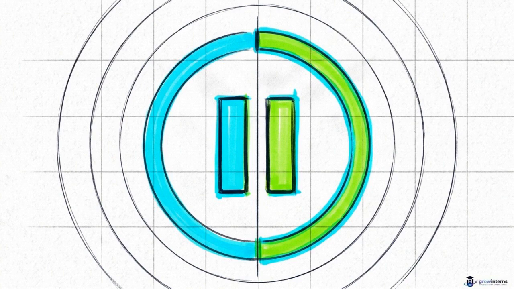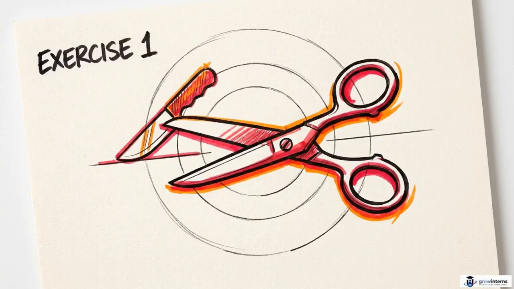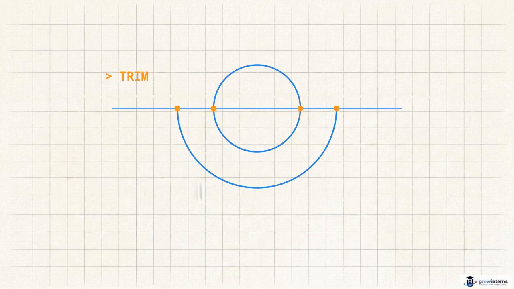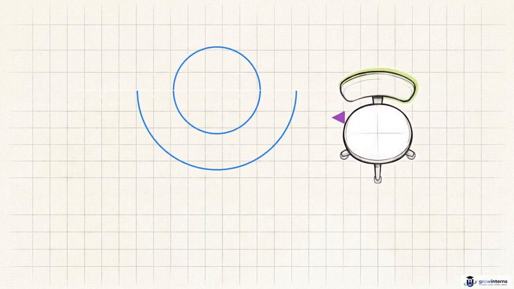Now it's your turn. Pause the video. Use that bisecting line as your scissors and grab the trim tool to remove the front half of the outer ring. Here is the exact solution. The trim tool snipped away the top half of the outer circle, leaving a perfect U-shaped backrest. Visualizing how simple straight lines can intersect and reshape curved surfaces is how you build complex, real-world objects.